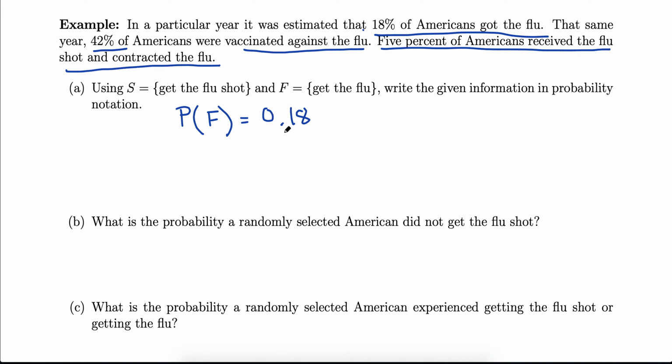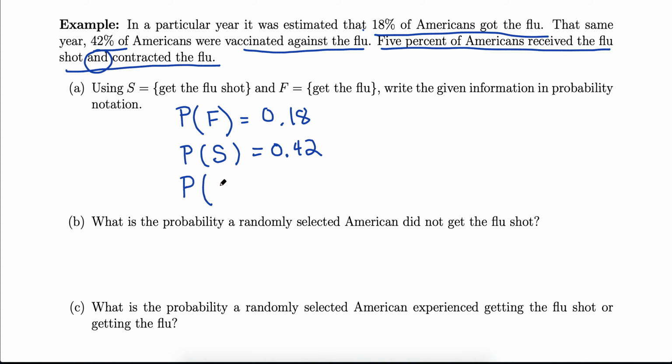The next bit of information, 42% got the flu shot or were vaccinated. So they want us to use S. So probability of getting the flu shot, about 42% of Americans got the flu shot. Then finally, 5% received the flu shot and contracted the flu. So 5% had both of these things.